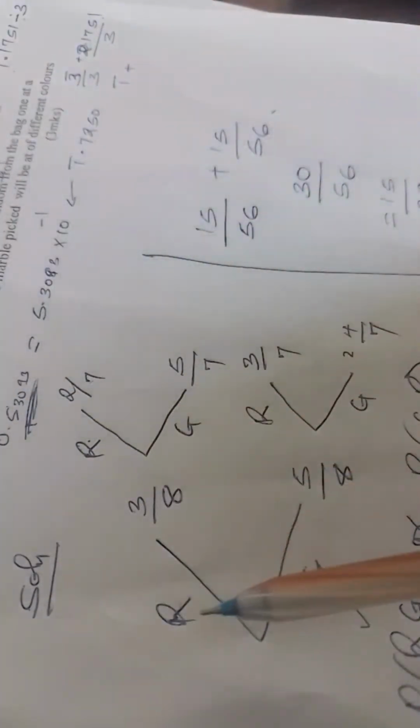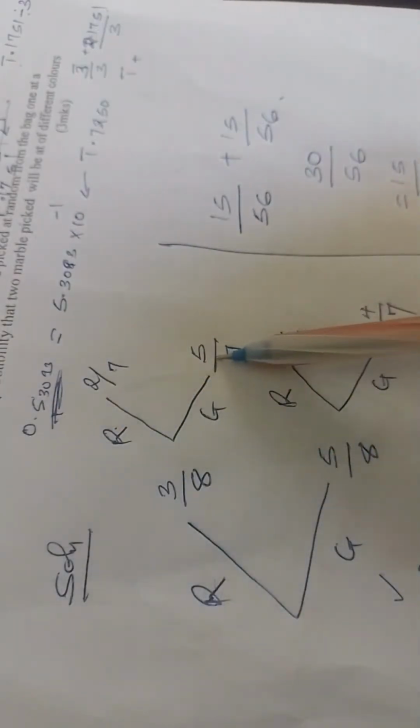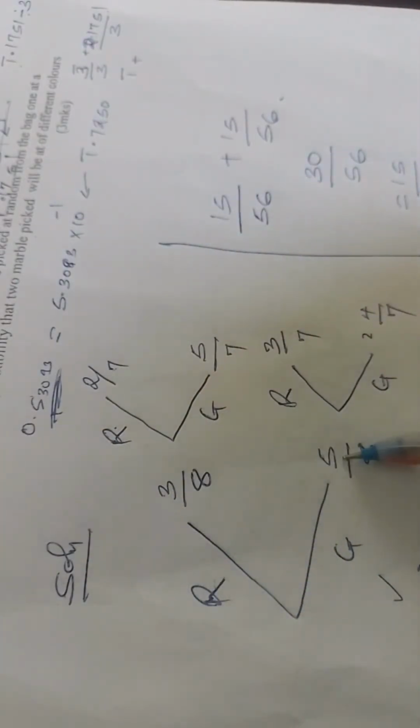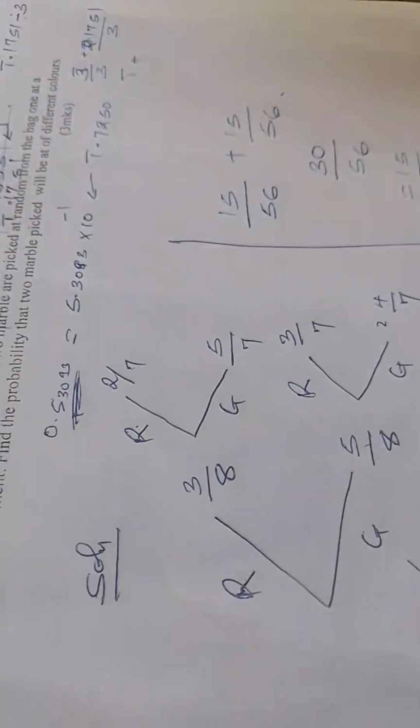I think I've captured the question correctly. Red, there were 3 over 8. Then if you go for a green ball, it's the same as 5 over 7. Then green, that is 5 over 8. Then red ball will be 3 over 7. I think the question is correctly captured.